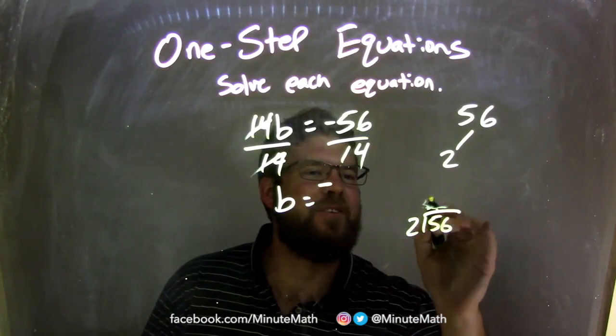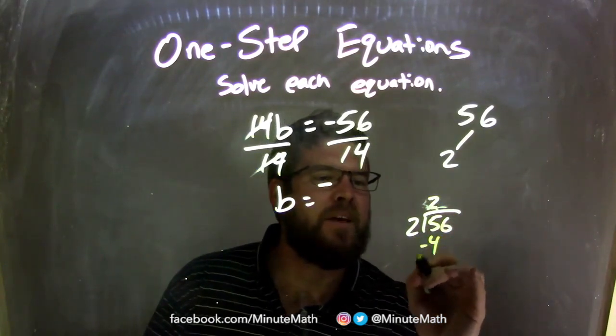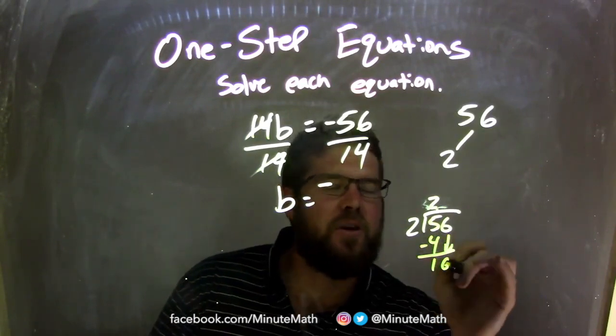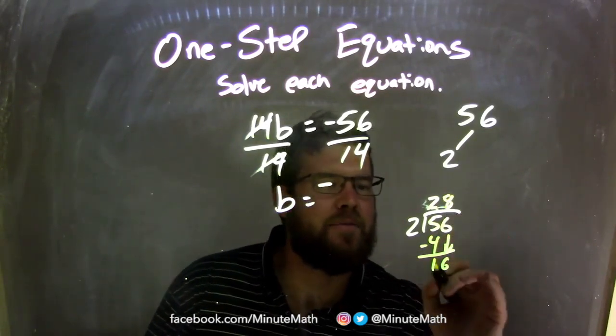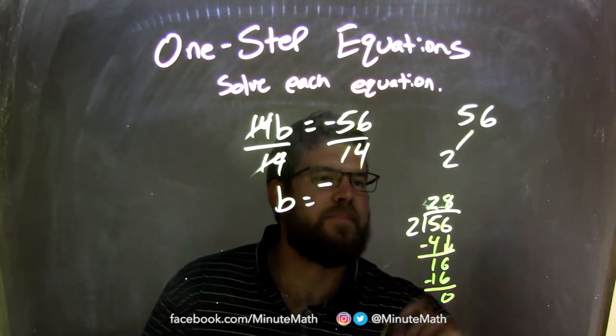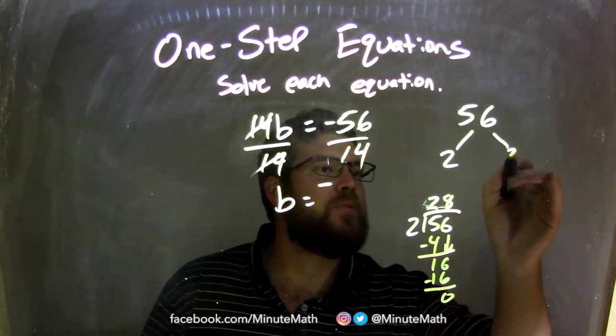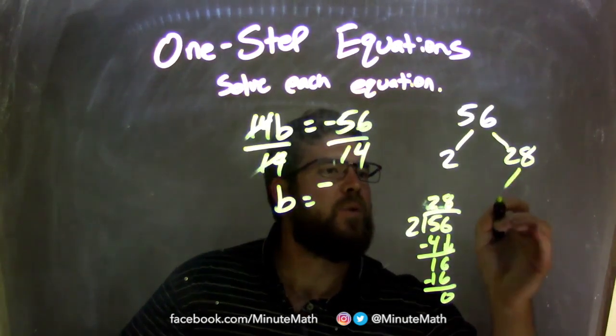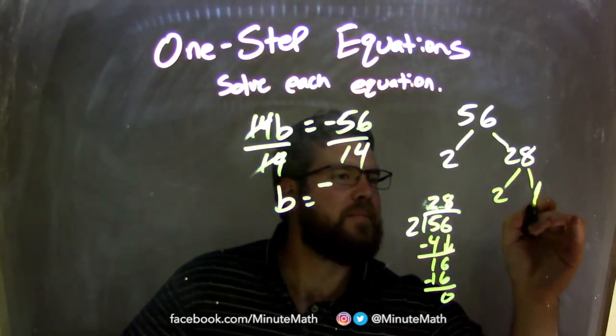Got ahead of myself, 2. And 2 times 2 is 4, right? Subtract it. 5 minus 4 is 1. Bring down the 6. And this is easy, right? 2 goes into 16 is 8 times. 8 times 2 is 16. And we're good, right? So 28. So 2 times 28 is 56. And then, well, now that's easy, right? 28 is 2 and 14.